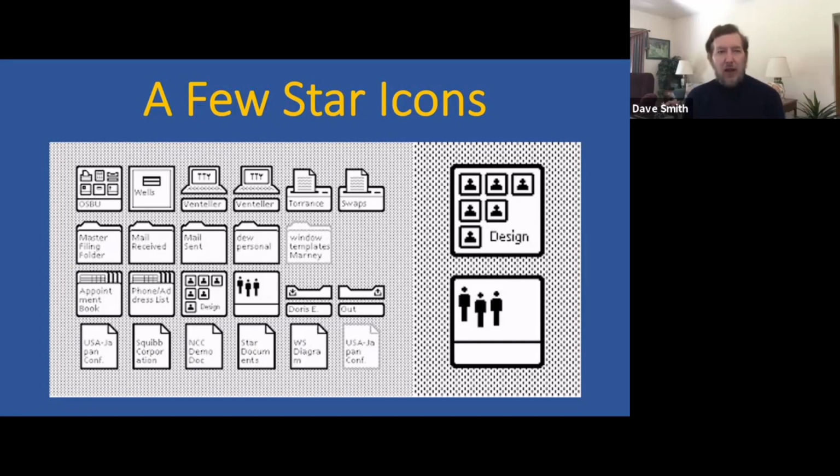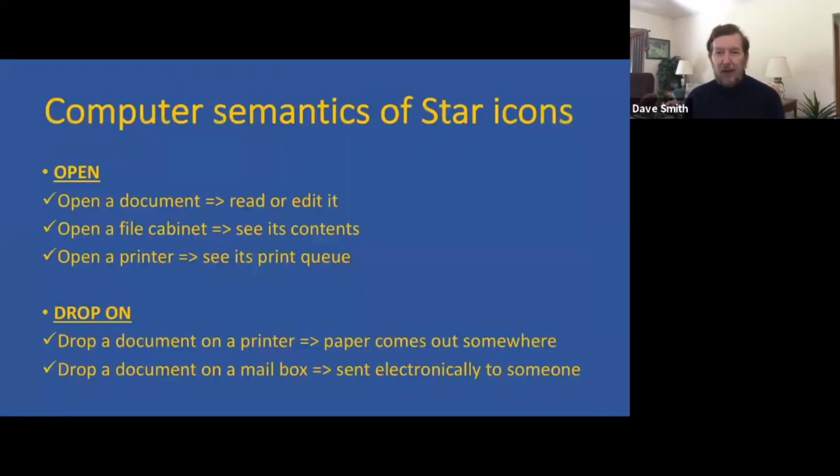All of these icons came with some common semantics. Open and drop on. You could open an icon to see what was inside it. You could drag an icon with a mouse and drop it on another icon, which would cause the recipient to execute some code. For example, if you dropped a document icon on a printer, some paper would start coming out somewhere.